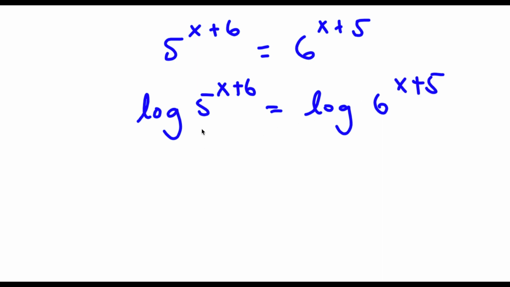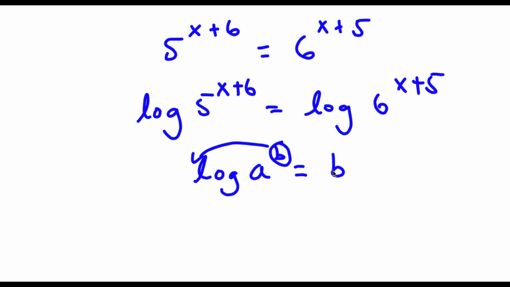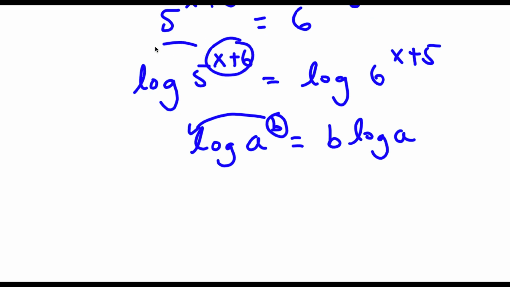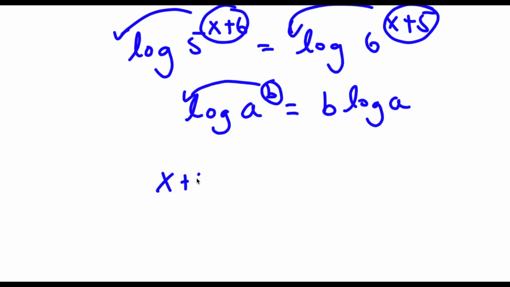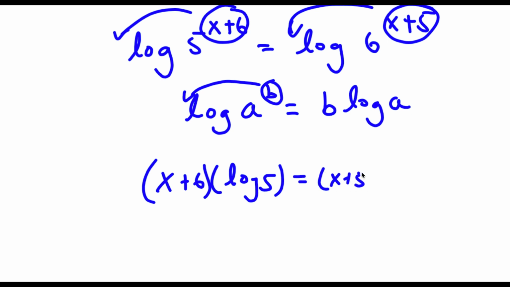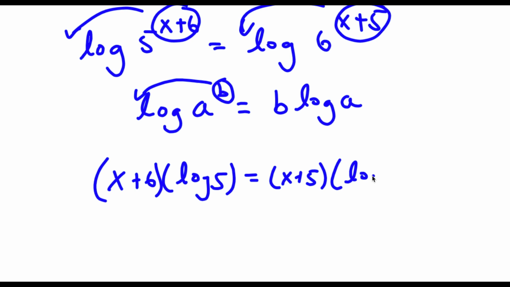And now an important property of logarithms is that if I have something in the form log a to the power of b, I can actually move this exponent b to the front of the logarithm. So this would equal b times log a. So now I can move x plus 6 to the front as well as x plus 5 to the front. So now I'll have x plus 6 times log 5 is equal to x plus 5 times log 6.